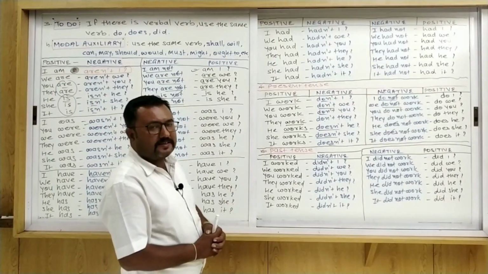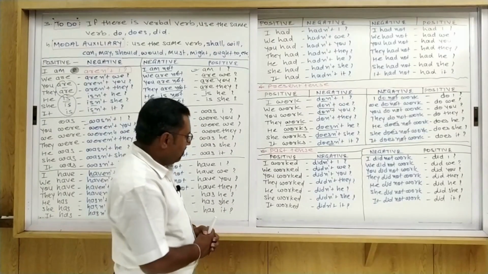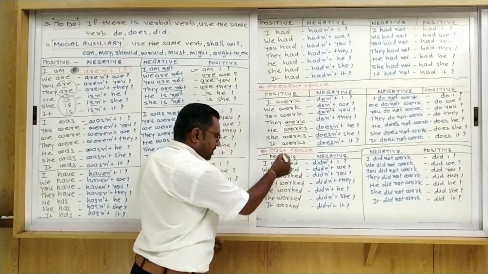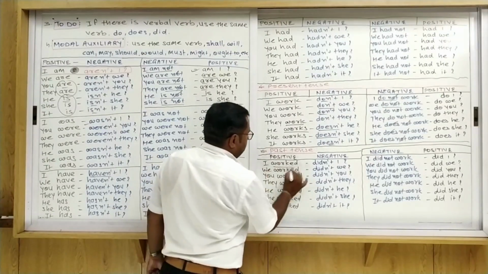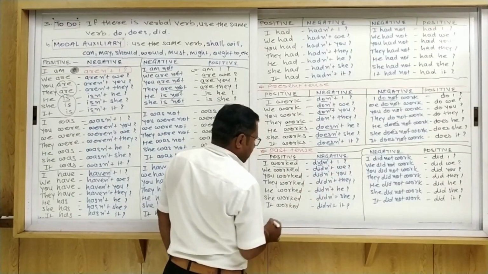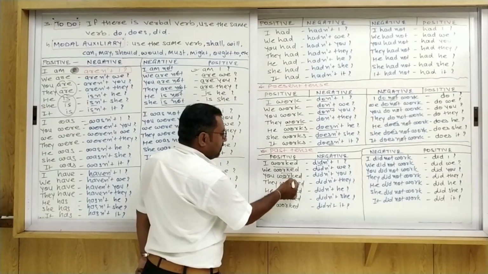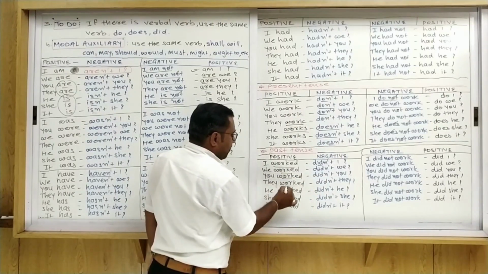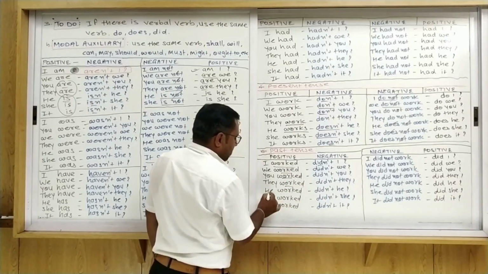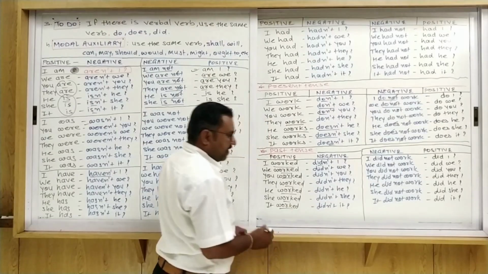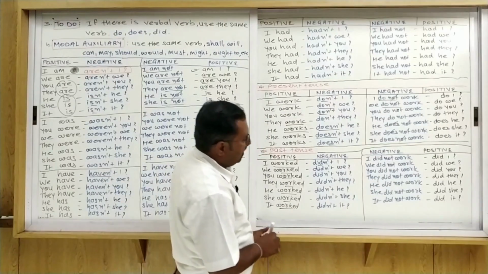Now past tense is given, use did. For example, that is positive sentence. I worked, didn't I? We worked, didn't we? You worked, didn't you? They worked, didn't they? He worked, didn't he? She worked, didn't she? It worked, didn't it?